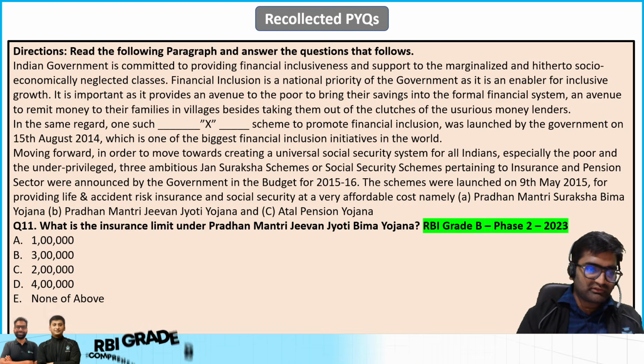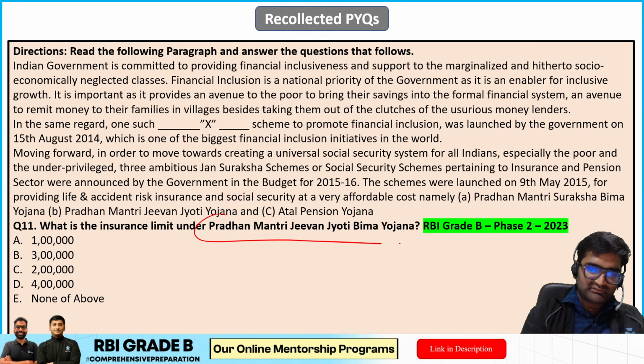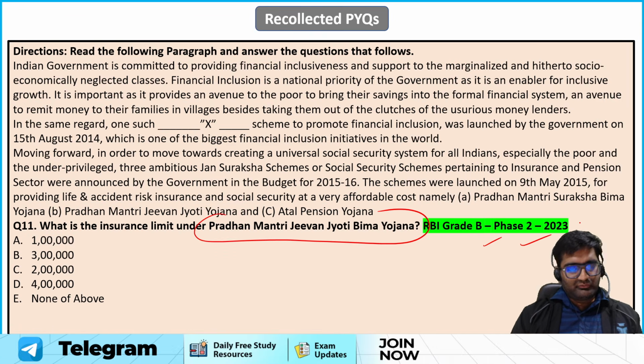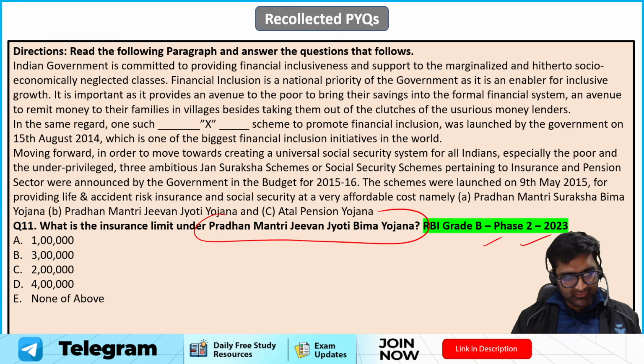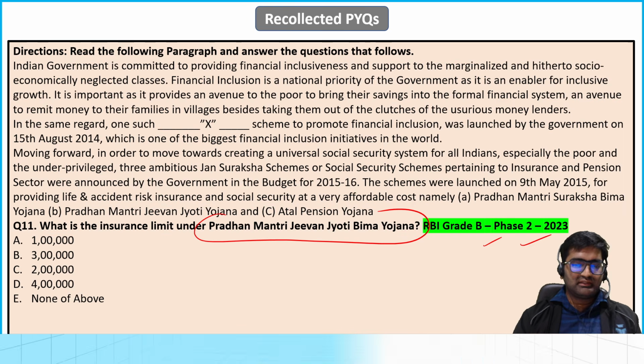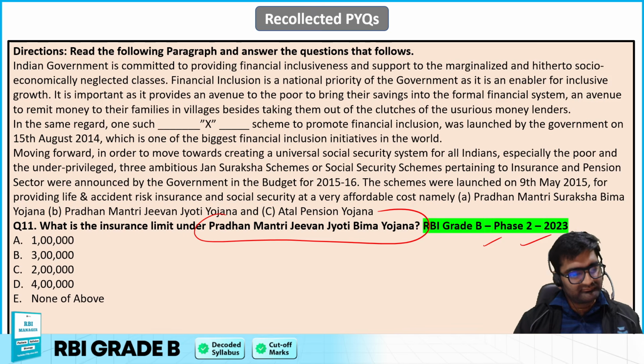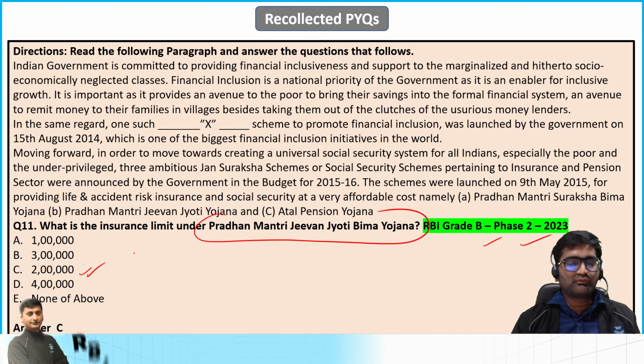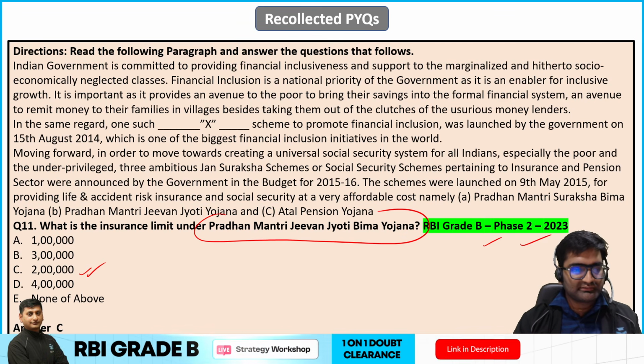Now moving ahead, what is the insurance limit under Pradhan Mantri Jeevan Jyoti Bima Yojana? RBI Grade B Phase 2023 question. Please try to answer. Okay, we have already seen the answer for this. Pause the video and tell me the answer. Yes, if you have marked C, 2 lakh rupees, that is absolutely the right answer. Already we have discussed this.